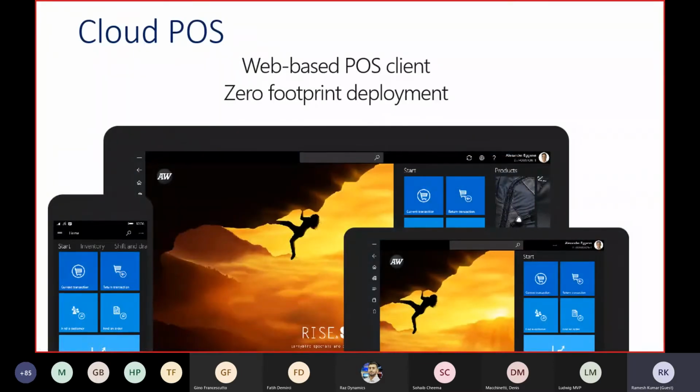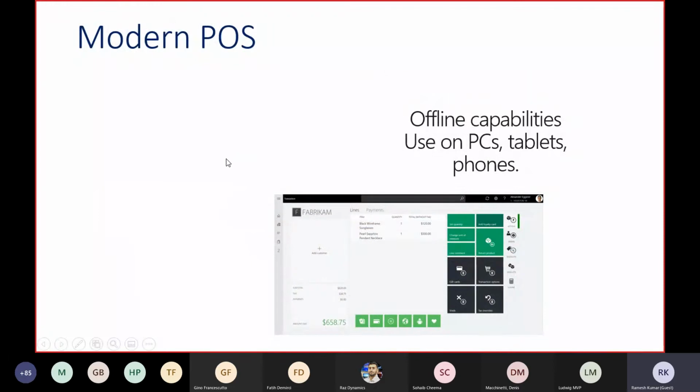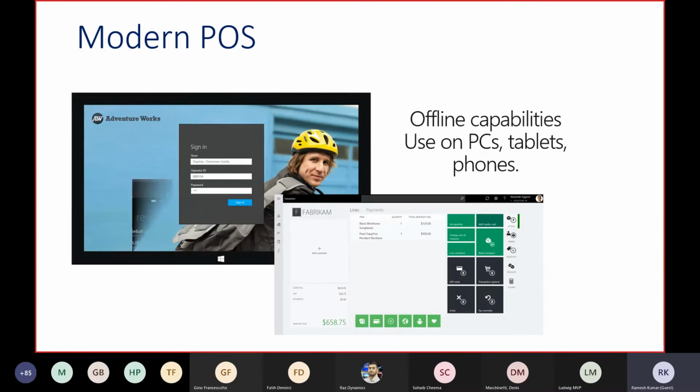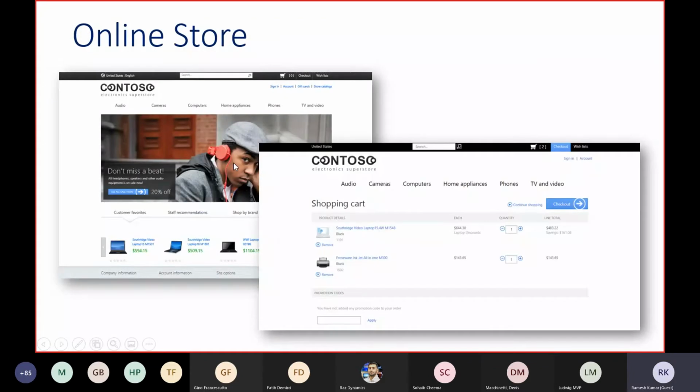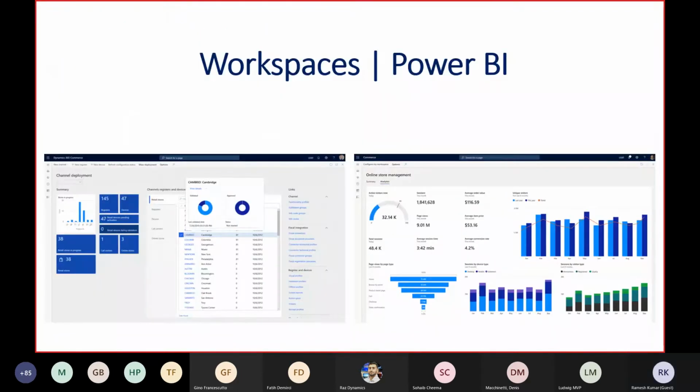So cloud POS is web-based POS. Based on the web browser, we can use it without any deployment. Modern point of sale has offline capabilities and can be used on PCs, tablets, and phones as well. The online store is the e-commerce, native Dynamics 365 e-commerce built through site builder, and there are a lot of new features being announced, which we'll cover later. Then there is Power BI and the workspaces.